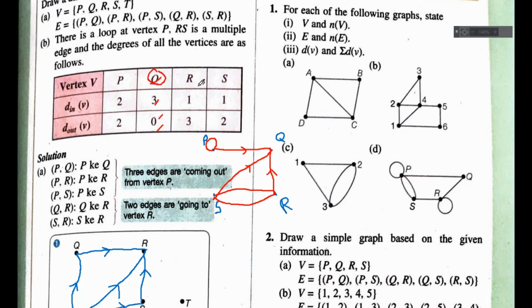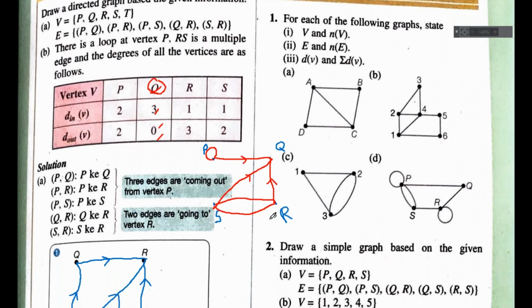Okay, now R. For R, in degree of R equals to 1. Okay, for these multiple edges here, 1 must be going in and 1 must be going out. So in degree of R equals to 1, so 1 line is going into R. Okay, so this one settled. Out degree of R equals to 3. So 1, 2, we still have 1. 1 going out from R. Okay, so you connect from R to P. Okay, so this one settled.